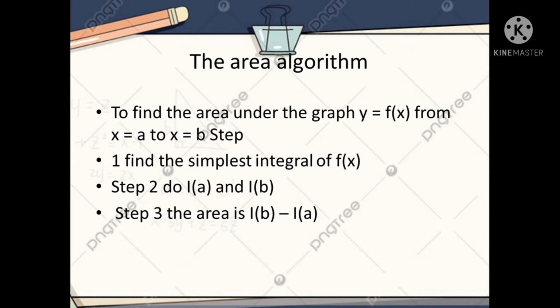Next slide, the area algorithm. To find the area under the graph y equals f(x) from x equals a to x equals b: Step 1. Find the simplest integral of f(x). Step 2. Find F(a) and F(b). Step 3. The area is F(b) minus F(a). Next slide.